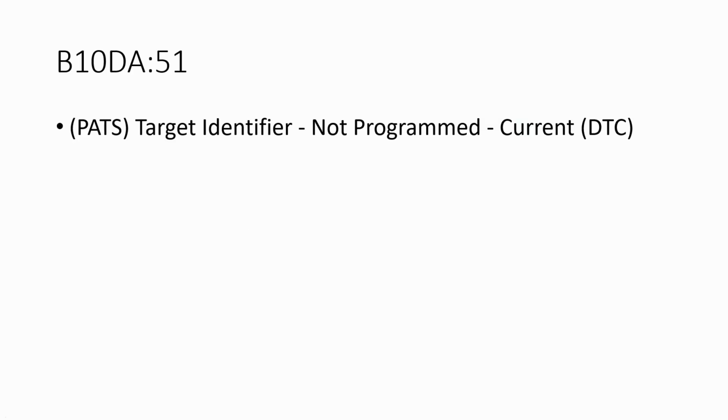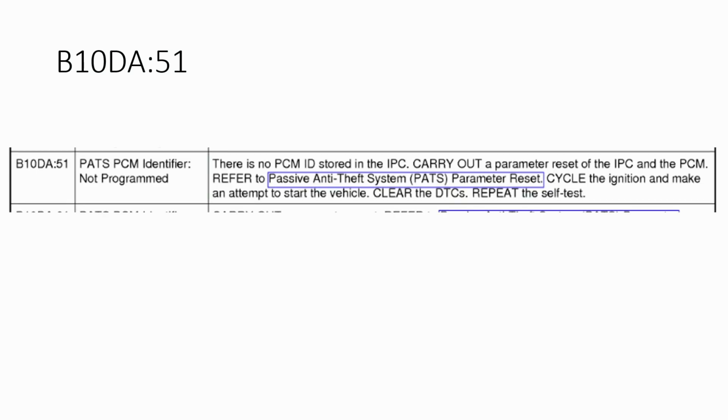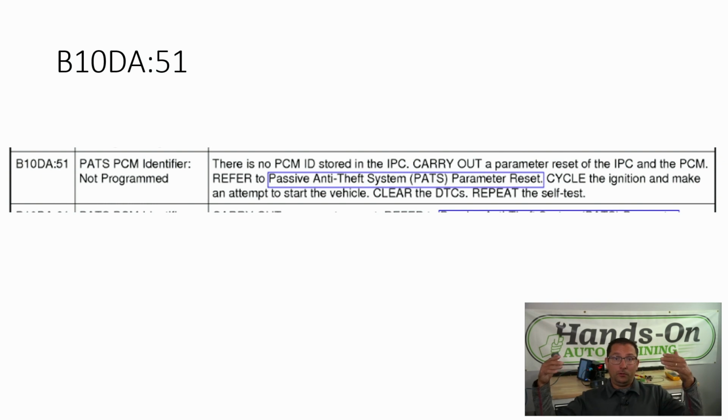This B10DA 51, PATS target identifier not programmed. If you look at the flow chart, basically it says do a parameter reset. That's linking the IPC and the PCM to do a handshake. What we're talking about is as you turn the key on, these two communicate with each other and do a handshake, and that allows the vehicle to start when it sees the proper signal from each other, or passcode, or whatever you want to call it. So in this instance, I started right off the rip doing a 10-minute parameter reset, or should I say a PATS learn, and then I did a parameter reset as I was looking up this other information.